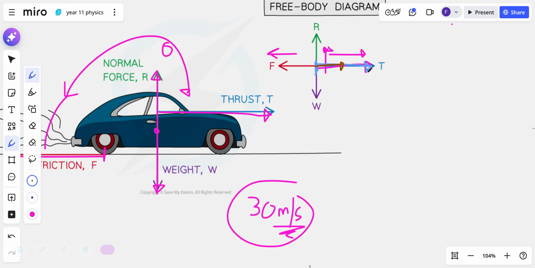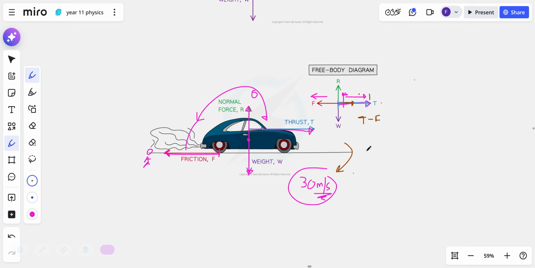And what I'm really saying is I'm going to take my thrust and minus my friction. And these two aren't the same size. So you're going to have a resultant force to the right. So this car is not going to stay at 30 meters per second. Its velocity is going to increase. It's going to increase to the right.